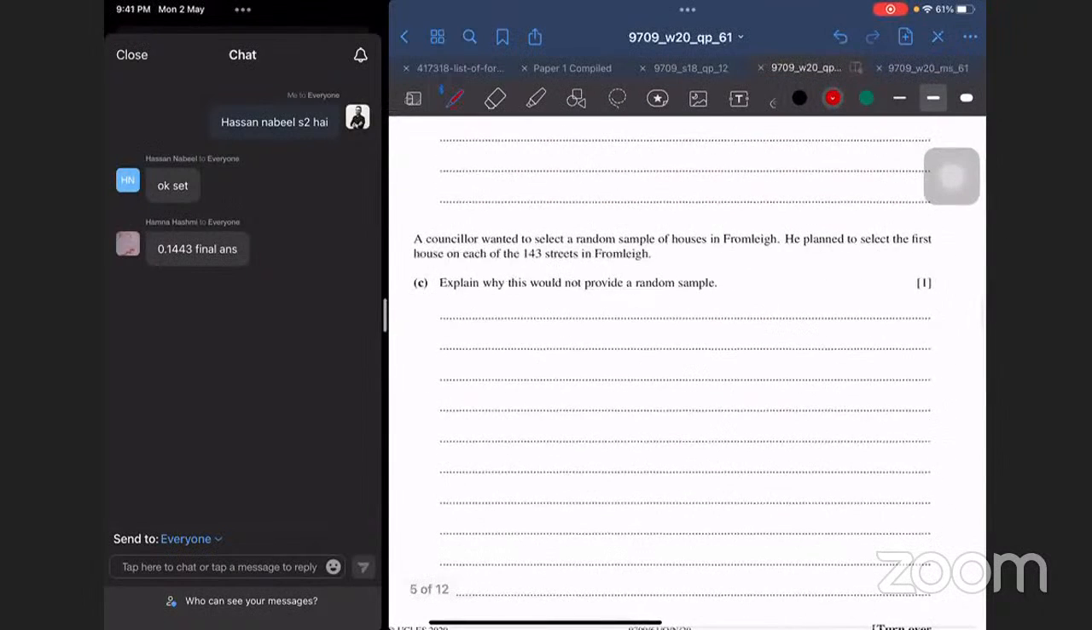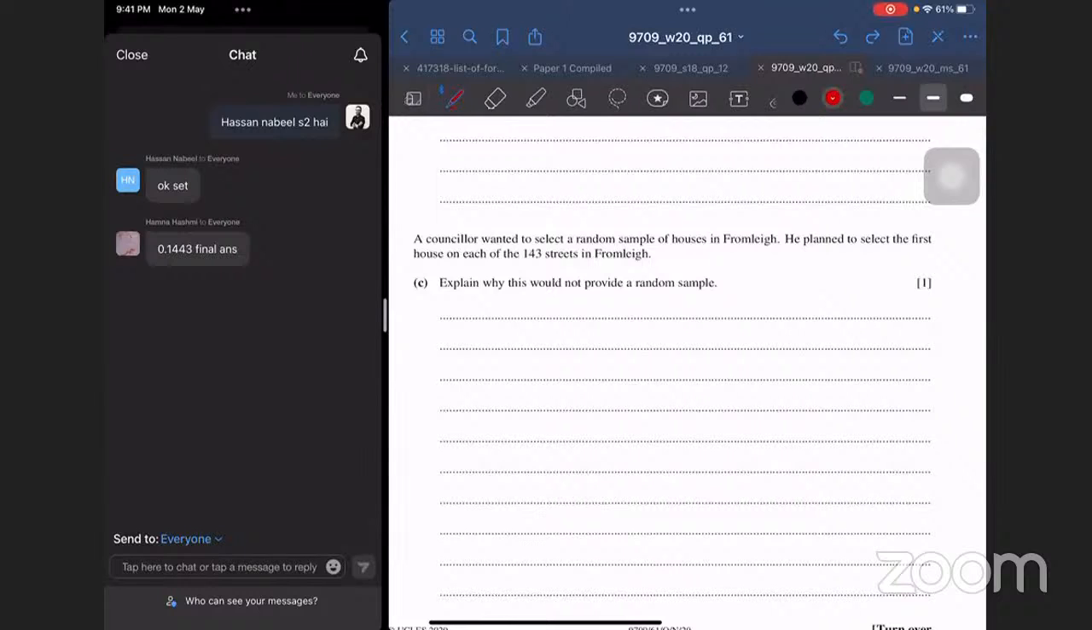Then it says the counselor wanted to select a random sample of 20 houses in Fromley. He planned to select the first house on each of the 143 streets in Fromley. Explain why this could not provide a random sample. There are various ways of answering this.